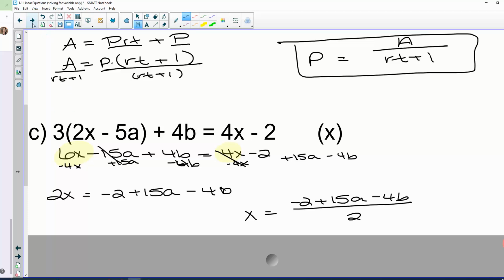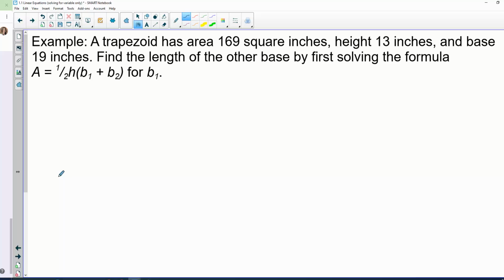Let's do this one. You probably don't need to write down this whole problem. It tells us a trapezoid has an area of 169 square inches, a height of 13 inches, and a base of 19 inches. Find the length of the other base by first solving this formula for b sub 1. So this is the formula for area of a trapezoid. Now technically we could plug in the numbers first and then solve, and that's probably your gut instinct and what you would normally do, and that's great. But since we're practicing manipulating these equations, I'm going to make you do it the other way, just for today.